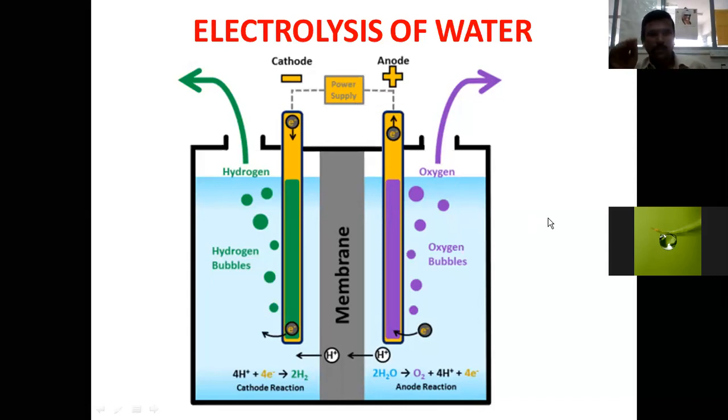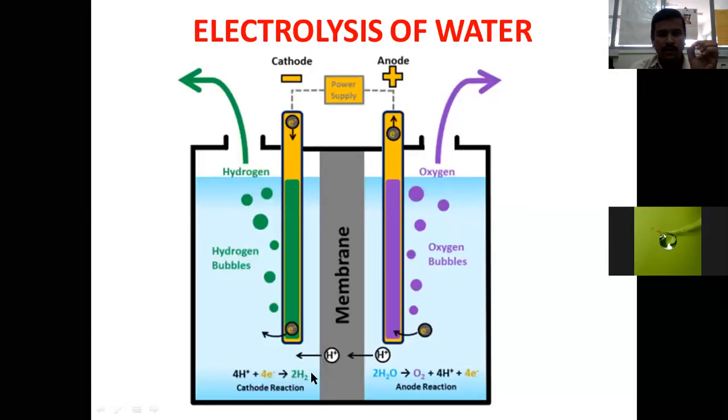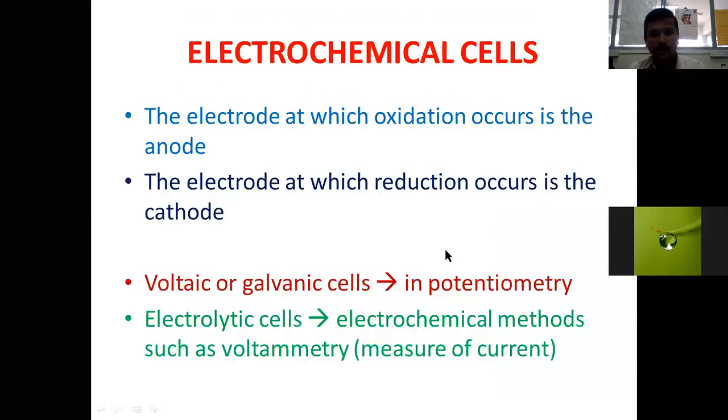Now you are very clear about the galvanic cell or voltaic cell and the electrolytic cell. Galvanic cells can be used to convert chemical energy into electrical energy, whereas electrolytic cells are used to convert electrical energy to chemical energy. What is the electrical energy we have used here? Potential difference we have used, and we have converted water to oxygen and hydrogen. So that's how we can distinguish the galvanic cell and electrolytic cells.